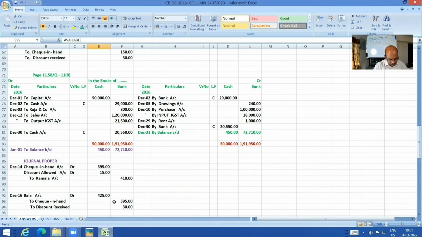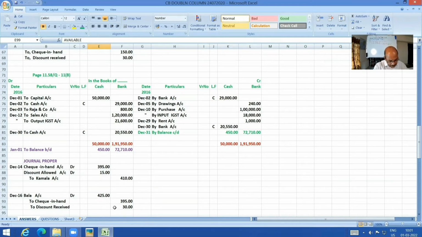On the date of endorsement, who has been settled? Bala. For how much amount? 425. So endorsee Bala debtor 425. Check in hand has to be absolutely the same, 395. I nullified it. To discount received 30. So obvious, no? 30 rupees discount will be there. Yes, discount received, because I have seen him off with a check of 395 and settled him for 425. Means obviously I have ensured a discount of 30. That is a discount received 30.